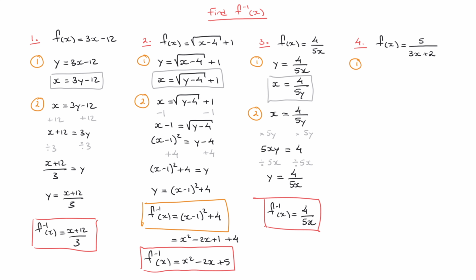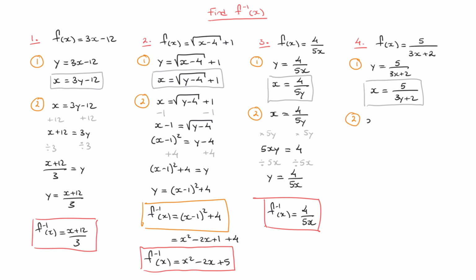So step 1, we start from y equals 5 over 3x plus 2, and we swap the x and the y's that we have. So this becomes x equals 5 over 3y plus 2. And that's step 1 taken care of. So we move on to step 2, and in step 2, we rearrange this expression to make y the subject.